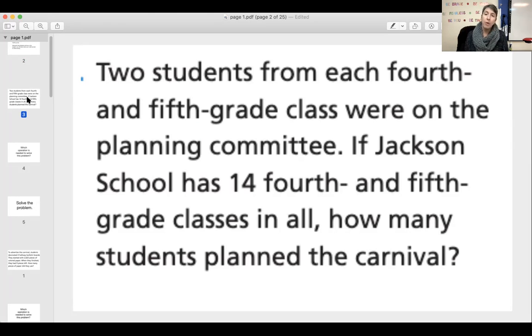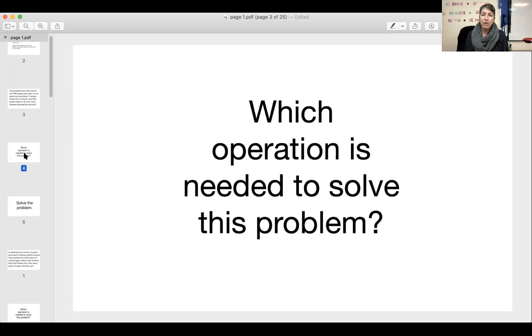And remember, the problems on this page, numbers 1 through 6, can be any operation. I know we've been working with division, but you have to determine which operation you need to use to solve this problem. So, first question. Which operation is needed to solve the problem? Make a selection and click on Next to continue.